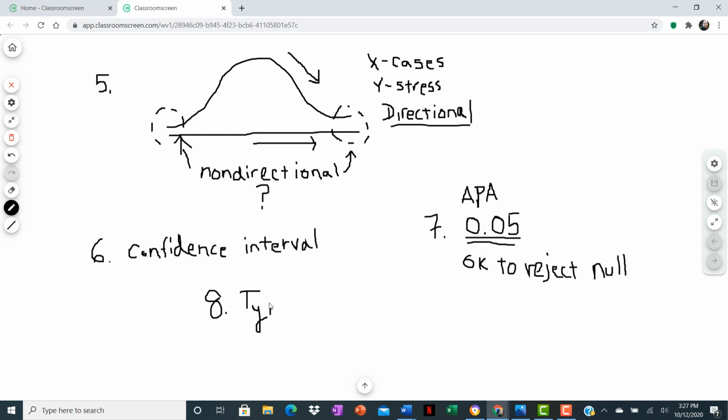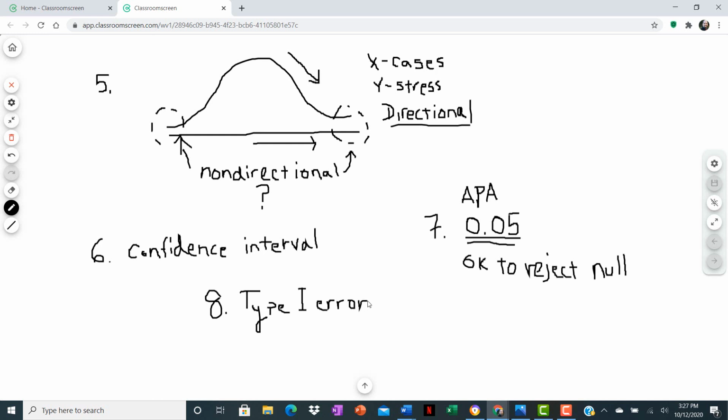Type 1. We'll use Roman numerals. Error. Type 1 error.